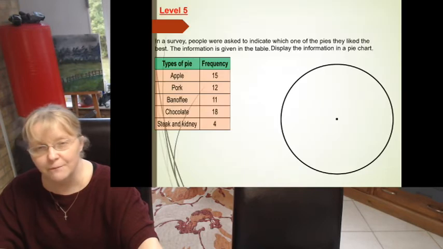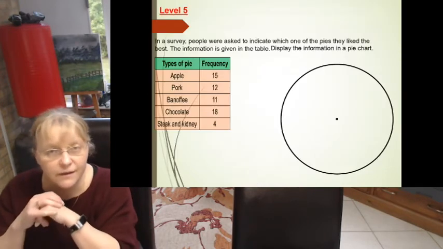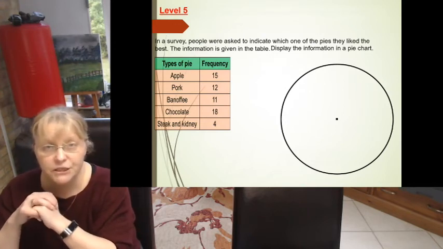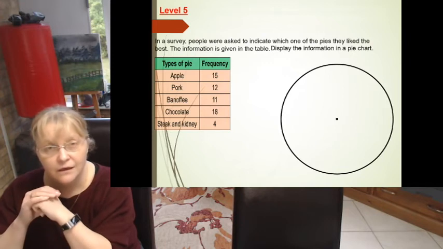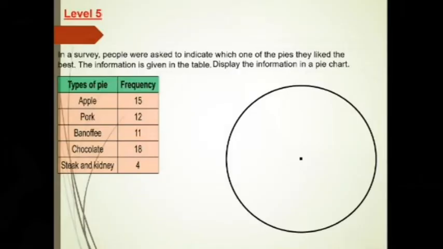Let's give a few more examples. So this one is a level 5. In a survey, people were asked to indicate which one of the pies they liked the best. The information is given on a table. So there's your example of the pie chart, so stop now and have a go.